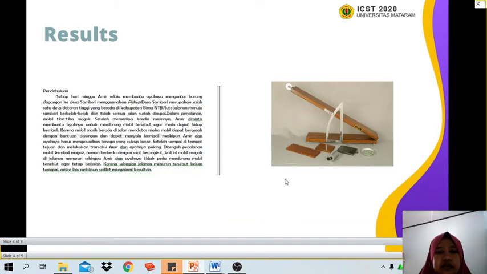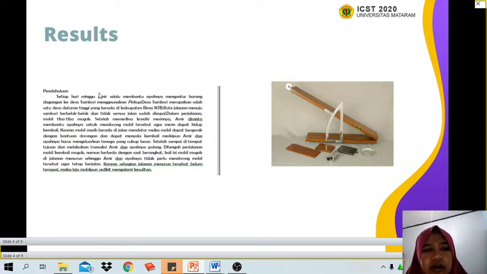Okay, these are the results. What is the difference between an inquiry-based lesson plan and a common lesson plan? An inquiry-based lesson plan is a lesson plan where we create the inquiry before we explain the content.